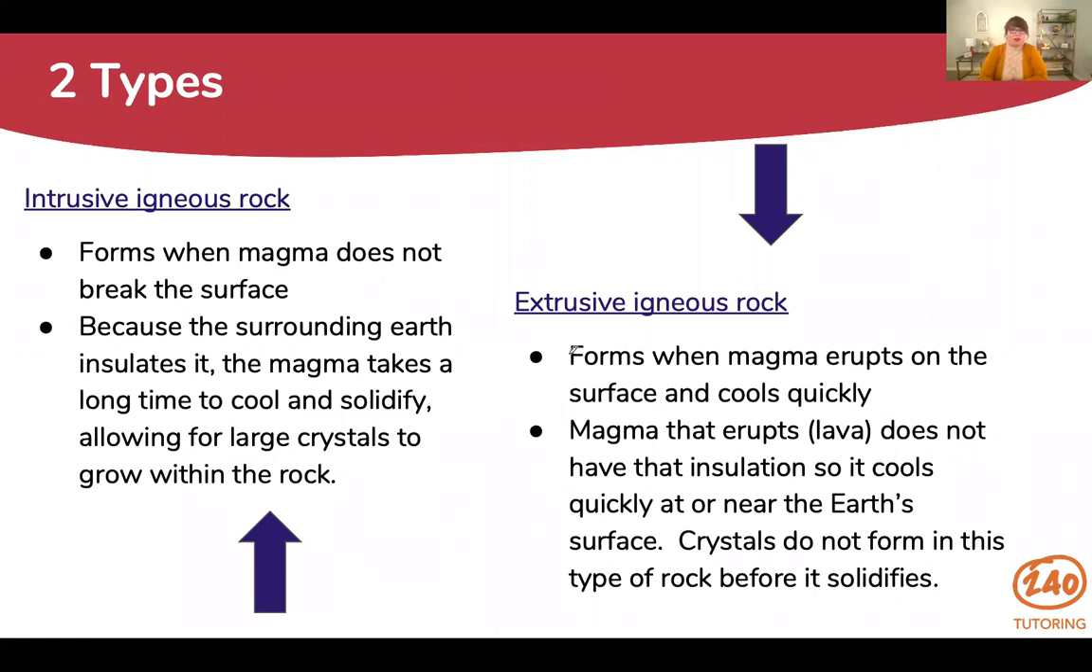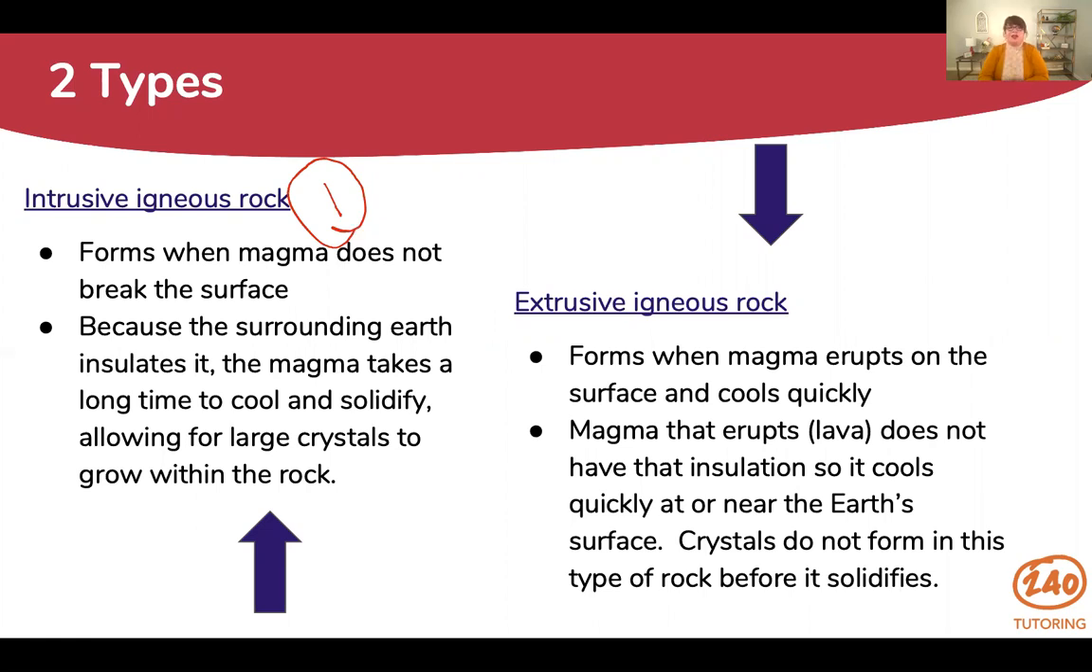The first one is going to be our intrusive igneous rock. Now, this is slow cooling below the Earth's surface. So it's slow and below. So this is when magma does not break the surface, but it slowly cools, and that happens slowly because it's got all this insulation from the Earth surrounding it. But it slowly cools and solidifies, allowing for large crystals to grow within the rock. And so that's your intrusive igneous rock. It's slow and below the Earth's surface.